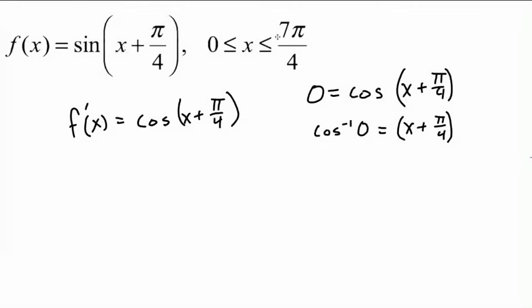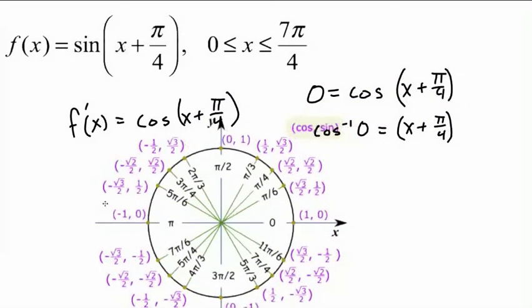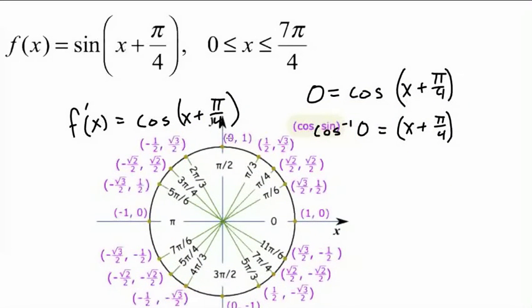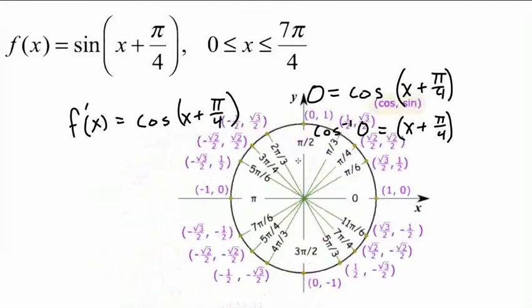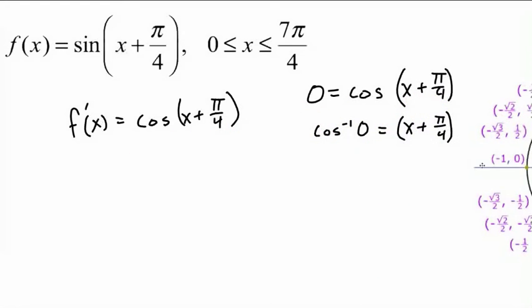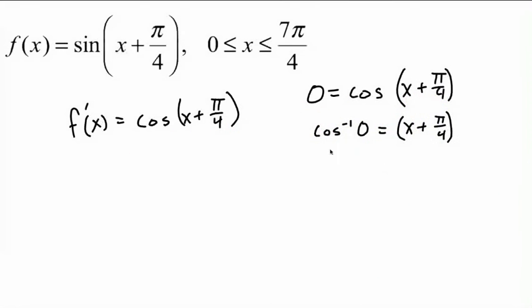The inverse cosine pretty much says, okay, where is the cosine of theta going to be 0? So where is the cosine going to be 0? Well, the cosine is going to be 0 here at pi halves. So the inverse cosine of 0 is pi halves. So we're going to say this is pi halves, and this is going to equal x plus pi over 4.